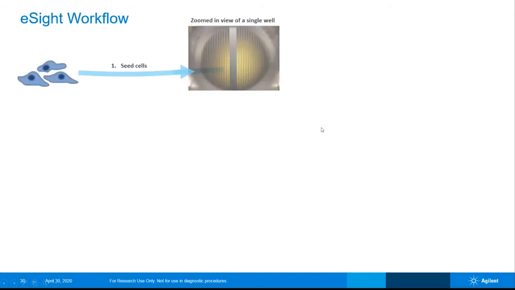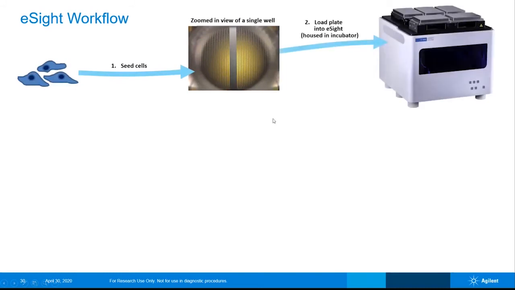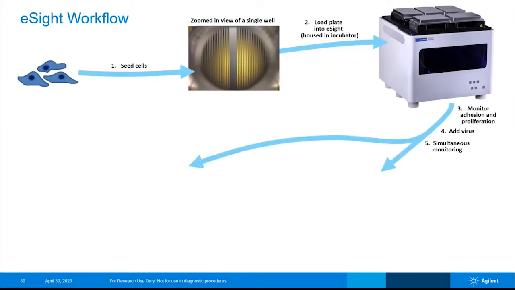What I'd like to do now is to walk you through the workflow for the eSight instrument. We're going to seed cells into the wells of the electronic microtiter plate and put the plate inside the eSight instrument, which is housed inside a tissue culture incubator. For most virology assays, you're going to monitor cell adhesion and proliferation over the first day, and then pause data acquisition, remove the plate from the instrument, and add virus to it, then put the plate back in and start data acquisition again. At this point, you're able to monitor two different types of output simultaneously.